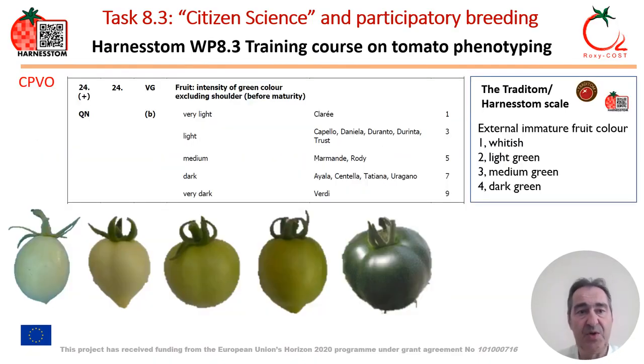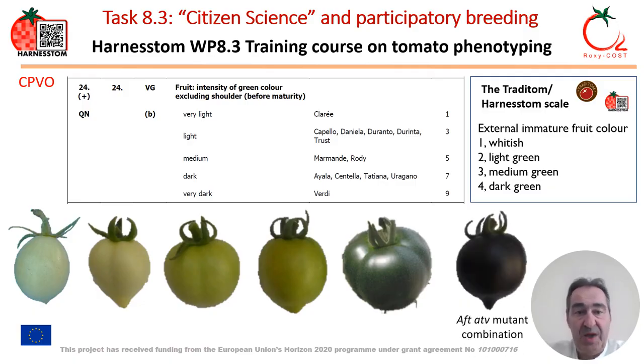Trait number 24 in the protocol takes into consideration the intensity of the green color of the fruit, outside the green shoulder of course. And 5 classes are considered in the CPVO scale from very light up to very dark. In our screenings, we use a slightly simpler scale of 4 classes, the lighter named whitish and the darker dark green. Tomatoes having dark green scores for this trait usually correspond to genotypes carrying high pigment mutations.